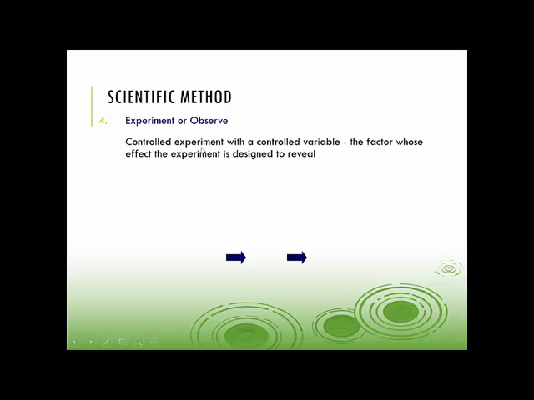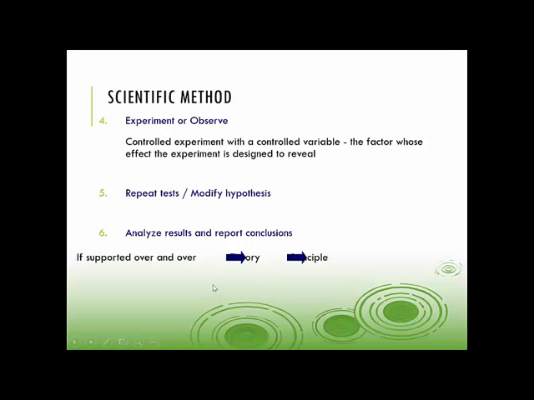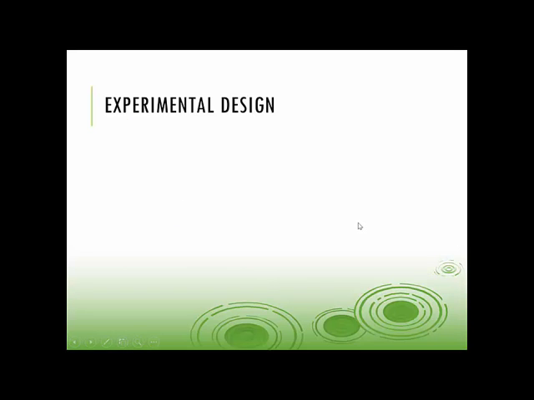It needs to be a controlled experiment, only testing one variable at a time. You will repeat and modify your hypothesis as needed based on your findings. Then you will analyze results and report your conclusions. If, when you do this experiment over and over again, you get the same findings, you then can proceed to develop a theory and possibly a principle.